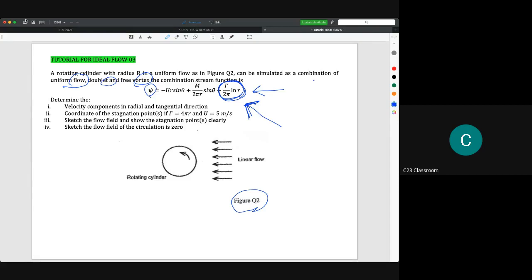Dan seterusnya, from this information, we need to calculate the velocity component in radial and tangential direction. So coordinate of the stagnation point if gamma is 4 pi r and u is 5 meter per second. Sketch the flow field and show the stagnation points clearly, and sketch the flow field of the circulation if the circulation is 0.